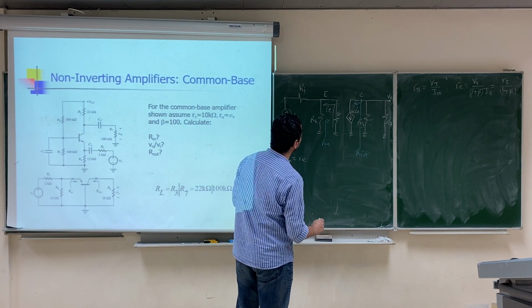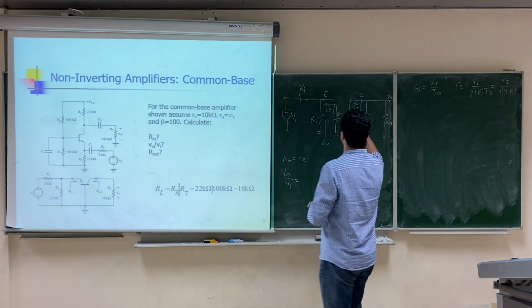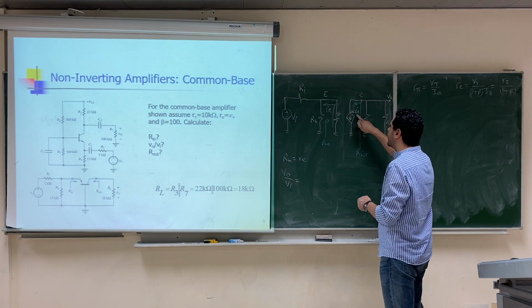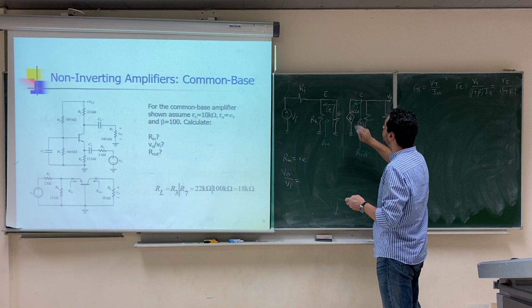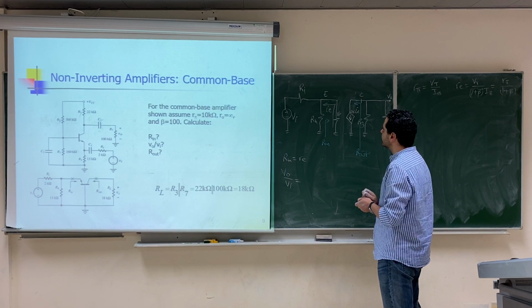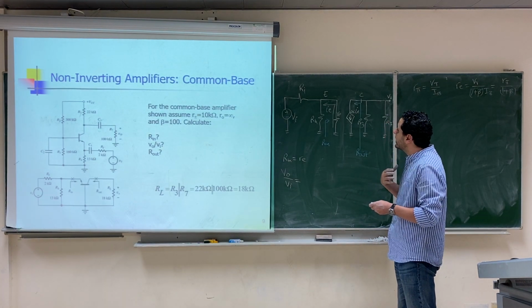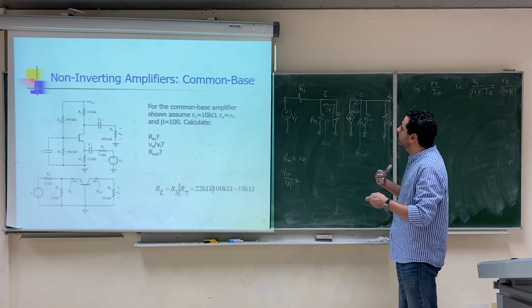Let's try to see here. For the V output, you can use alpha IE or you can use GM VBE. Which one is easier? Think about it. For me, I think that using GM VBE might be easier.